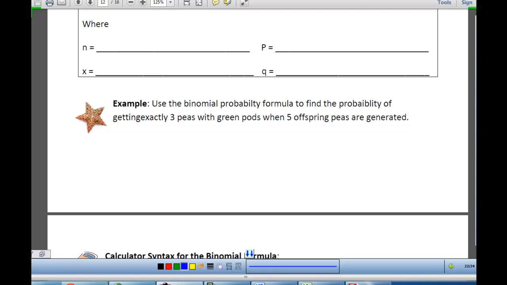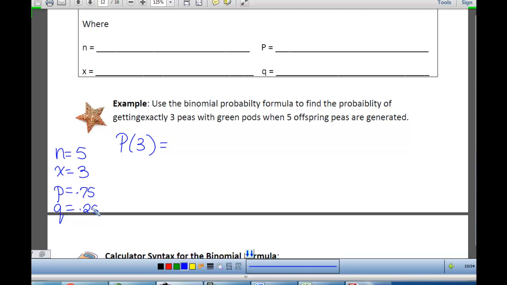Use the binomial probability formula to find the probability of getting exactly 3 peas with green pods when 5 offspring peas are generated. Okay, so we already verified that this was a binomial experiment. That's what we would do first. Then we could think about the formula. We're interested in the probability of exactly 3 successes. This time we already said n was equal to 5, x is equal to 3. They told us the probability of a green pod was what? 0.75. Probability of yellow pod, which is the failure, is 0.25.